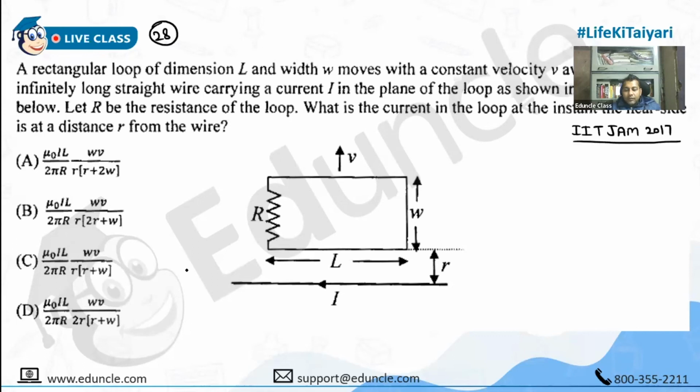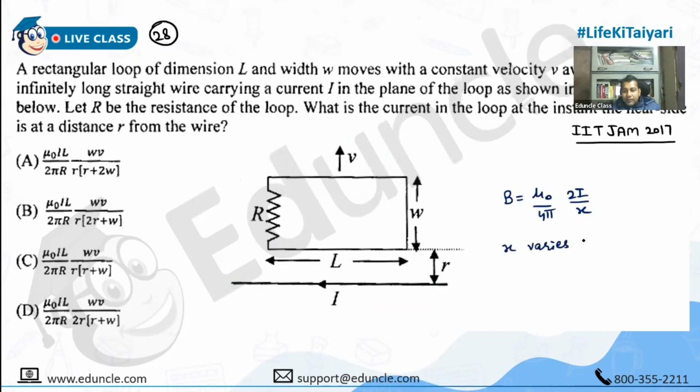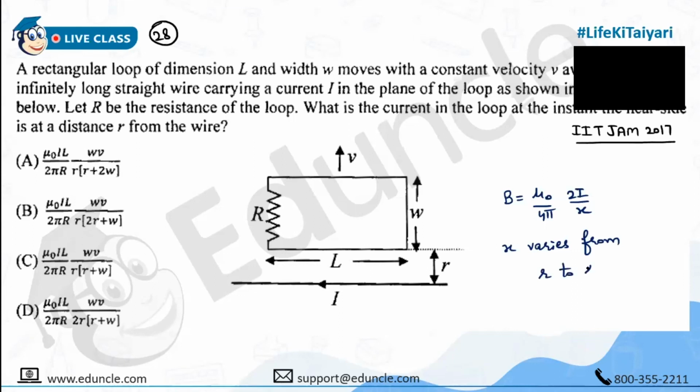Let me give you the hint. This one is based on electromagnetic induction. And one more thing, this is a question of varying magnetic field, because the magnetic field acting on this loop is only due to this wire, and it depends upon the distance of the point from the wire. Magnetic field, yes sir, of this kind, mu naught I by 2 pi x, no? And x varies from R to R plus W. So we calculate the change in flux. So you need to integrate it actually.